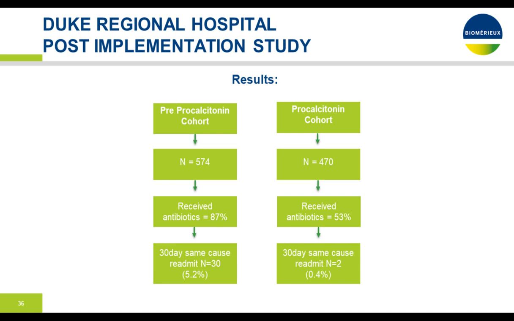So in the pre-procalcitonin cohort, we had 574 patients. 87% received antibiotics. A 30-day same-cause readmission was 5.2%. In the procalcitonin cohort, and it was 470, so fairly robust for just a 5-month snapshot, 53% received antibiotics, and our 30-day same-cause readmission was 0.4%.